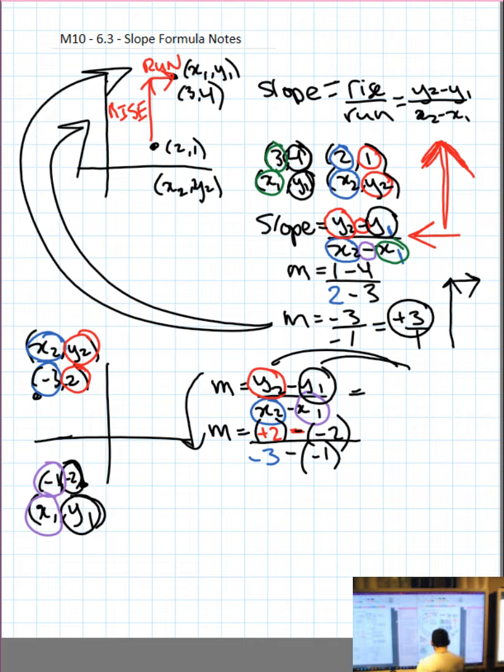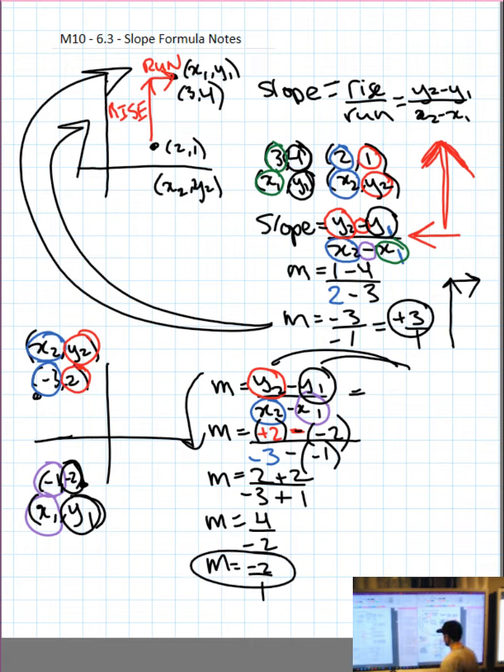Okay, so m equals, on the top we have positive 2, then we have two negatives side by side. Go back to grade 8 and learn what happens, but negative, negative, two of the same signs, so it becomes a positive. Then on the bottom we have negative 3. Then we have, again, two negatives side by side, so it becomes a positive. If those were different signs, it would stay negative, but it's not. So m equals, on the top we have 2 plus 2 is 4. On the bottom we have negative 3 plus 1, which is negative 2. And 4 divided by negative 2 is negative 2. The slope is negative 2, or negative 2 over 1.